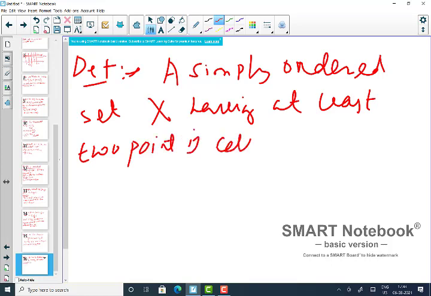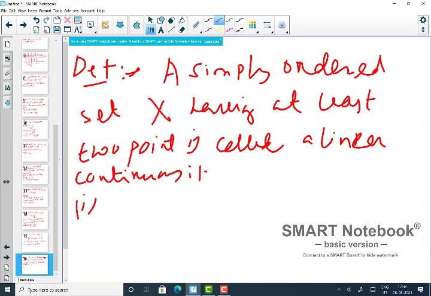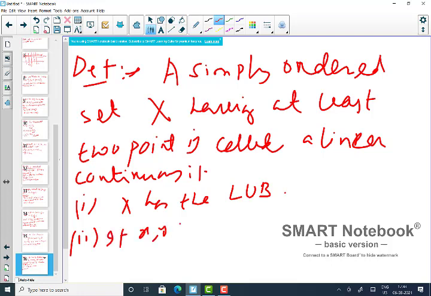is called a linear continuum if it satisfies these properties. What are the properties? First, that X has the LUB property, least upper bound, and number 2 is what? That if you choose two elements from X, then there exists another element, say Z belongs to X, such that it is in between these.